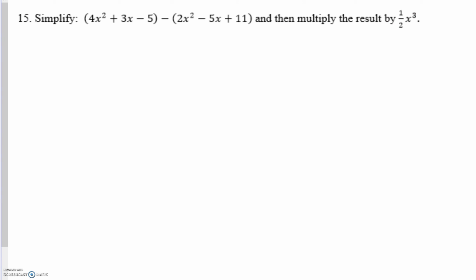Okay, let's look at number 15. So the first thing it wants us to do is simplify the following: 4x squared plus 3x minus 5 minus 2x squared minus 5x plus 11. And then once we're done with that, the second thing it wants us to do is multiply that result by 1/2 x to the third power.